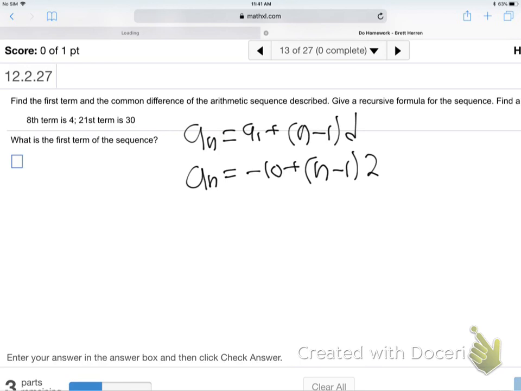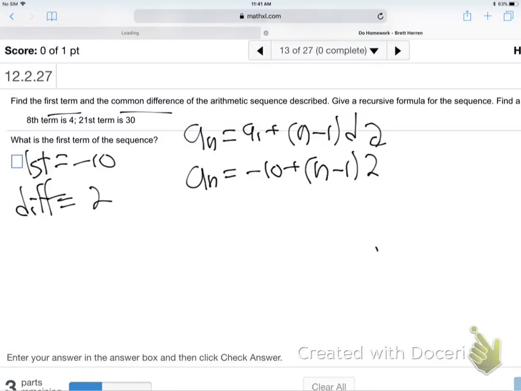Now, what do they want me to do? They want the first term, the common difference. Okay. So the first term is the A1, which is negative 10. The second question they're going to ask you is what's the difference from term to term? The D. That's just 2. And then they want recursive, answering the rest of their questions.